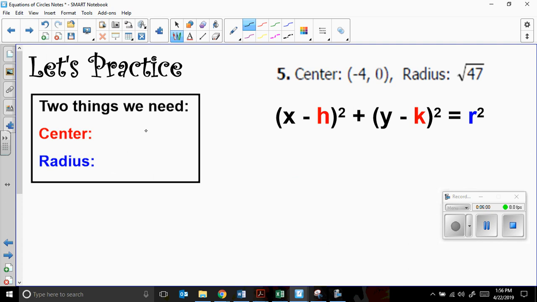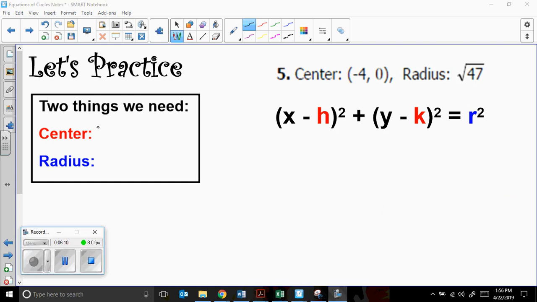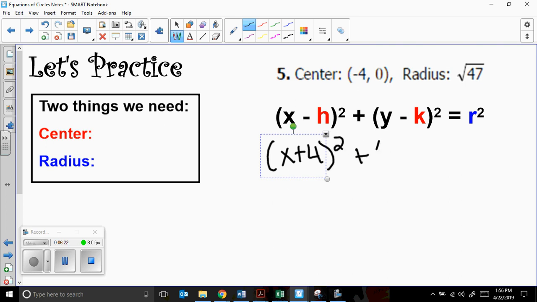Okay? So in this one, we are given a center and a radius, but our radius looks a little strange because our radius has a square root in it. Doesn't matter. Let's just go ahead and plug in what we know. So we have x plus 4. Remember, that's a negative 4, so it becomes plus, again, y minus 0 squared equals.